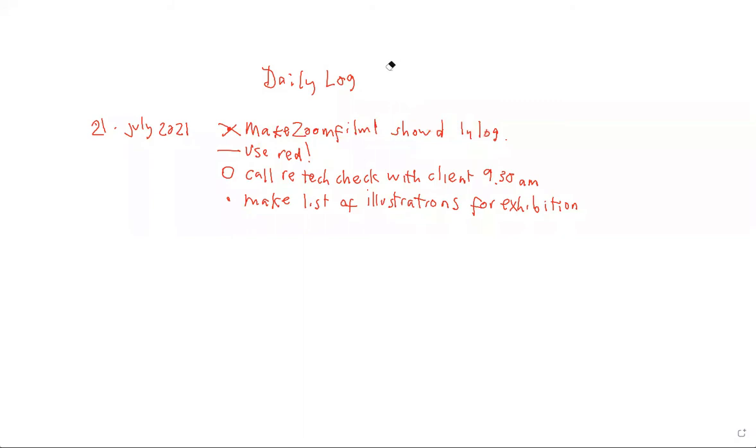And that, oops, that wasn't bad, was it? It still kept some of it. Film to show daily log. So I have done it and I can see what I've done. Fine, I used red. Yeah, great. Have I done this list of illustrations for the exhibition? Well, I haven't. So what I'm going to do is move it forward to, that's like that symbol there. So 22 July.